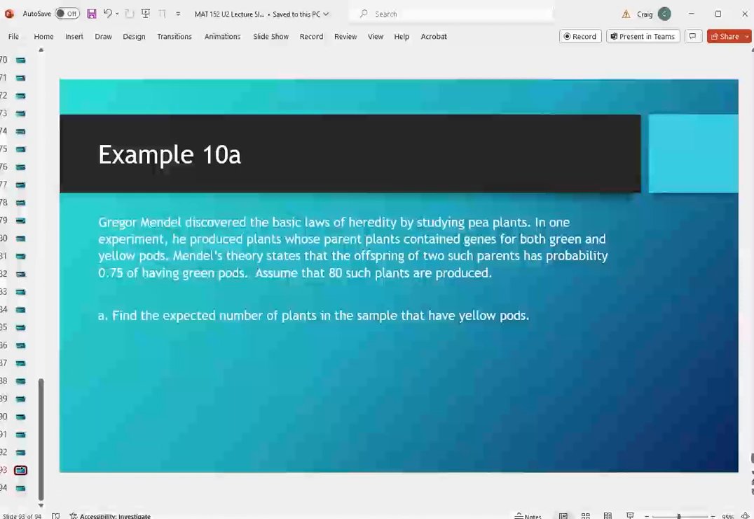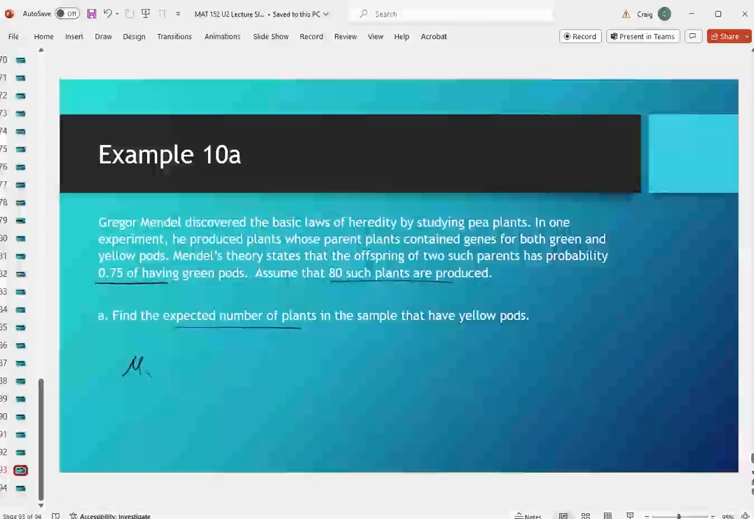Mendel discovered heredity. He produced plants whose parents contain genes for both green and yellow pods. His theory states that the offspring of two parents has a probability of 0.75 of having green pods. That's what we're interested in. And 80 such plants are produced. We want to find the expected number of plants that have yellow pods.